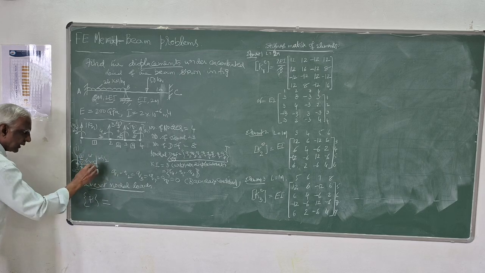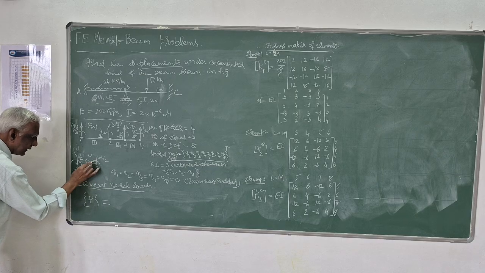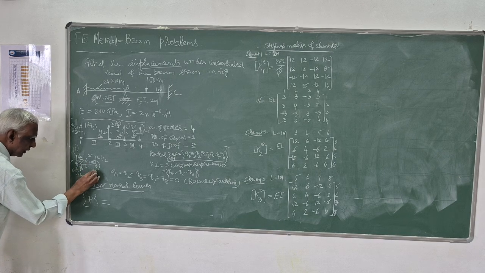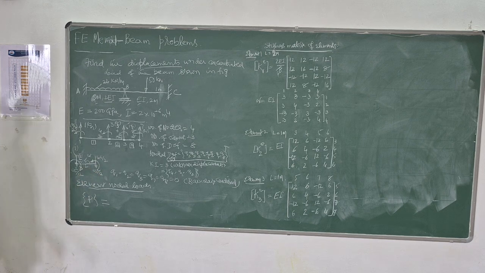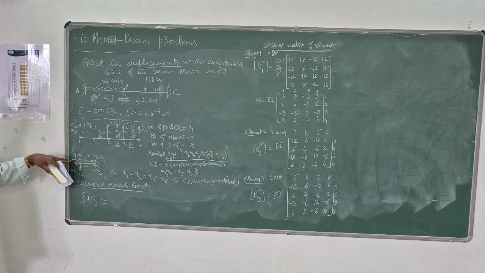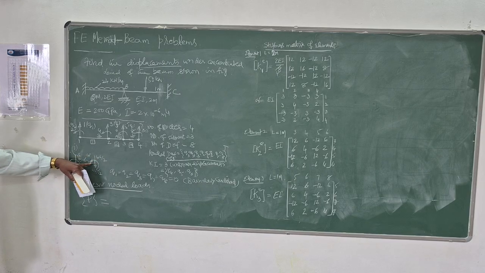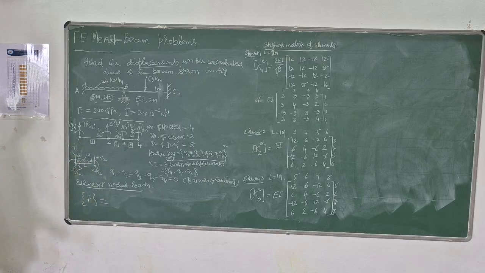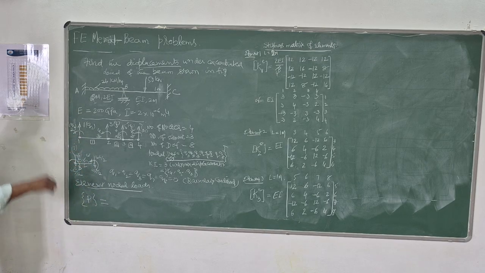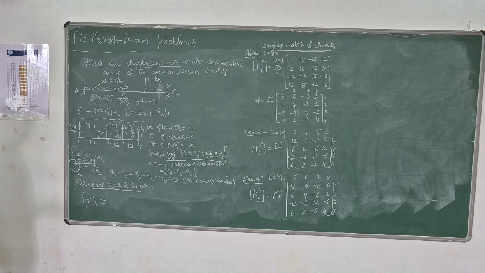Here it is anti-clockwise like that. So it is WL squared by 12. So this you can remember, right? Whenever there is a UDL, say uniformly distributed load, the equivalent concentrated loads are given by WL by 2, negative, because load direction is down, which we take as negative.